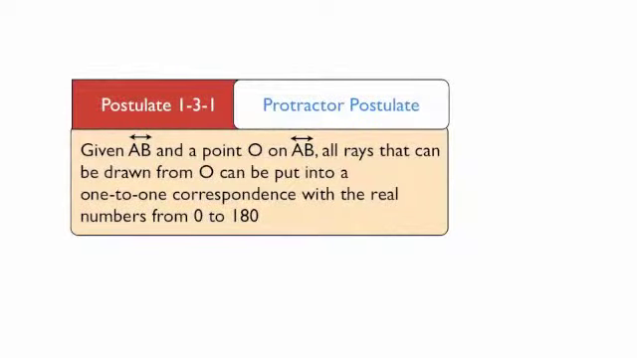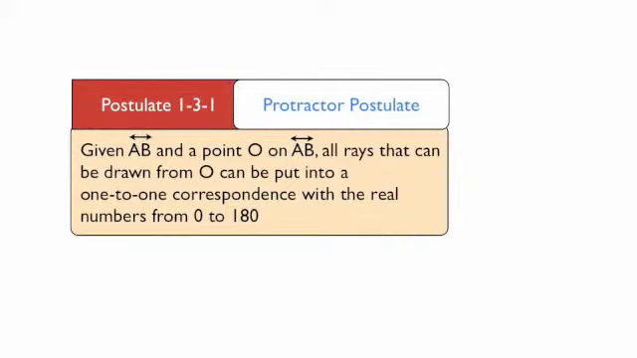Let's take a look at postulate 131, called the protractor postulate. Given a line AB and a point O on AB, all rays that can be drawn from O can be put into a 1-to-1 correspondence with the real numbers from 0 to 180 degrees.